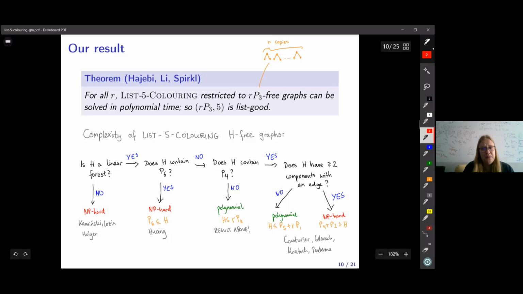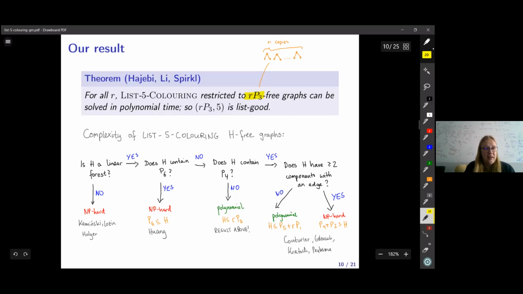And that, as I will show you in a second, completely solves the complexity of list 5-coloring for H-free graphs. And this is my first ever proof by flowchart. So let's go through it for a second, just so I can convince you that this, which seems like one weird little case, is actually, combined with all the other previous things I just showed you, a complete answer.